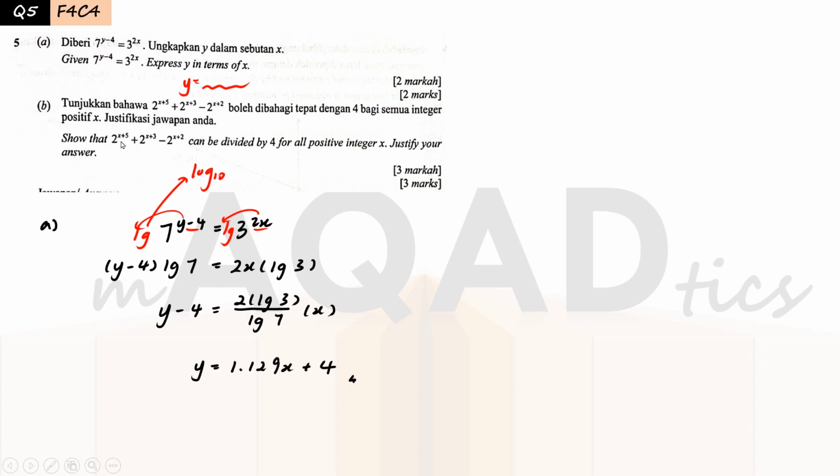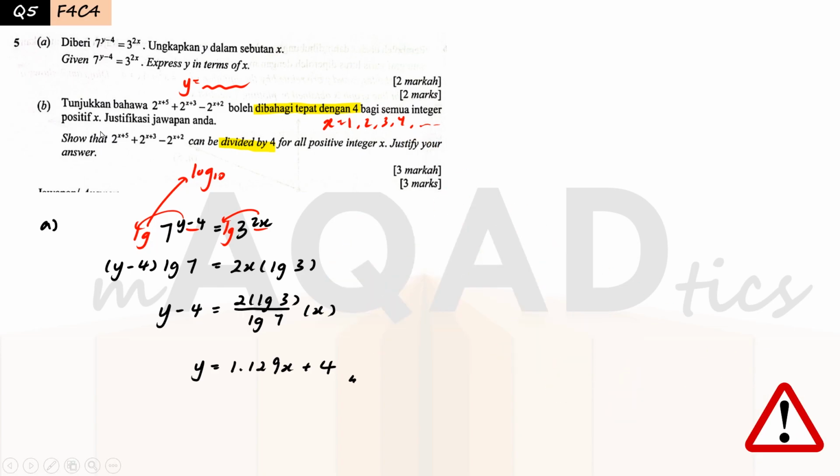So here we can see that we have this expression and we need to show whether it can be divided by 4 for any positive integer of x. So this means x can be 1, 2, 3, 4 and so on. It cannot be fractions or decimals, right?